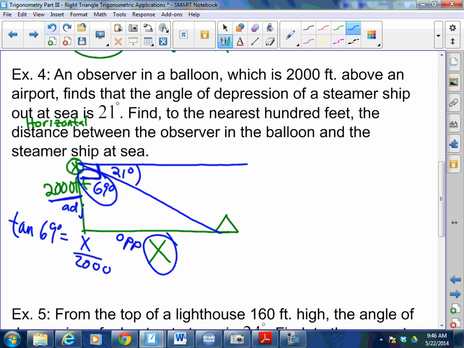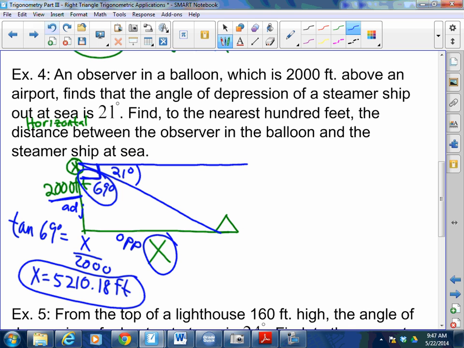So the tangent of 69 times 2,000 equals 5,210.18 feet. It's almost a mile away. Does that make sense, gentlemen?